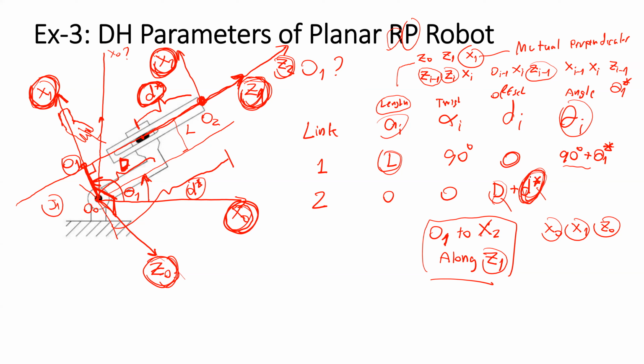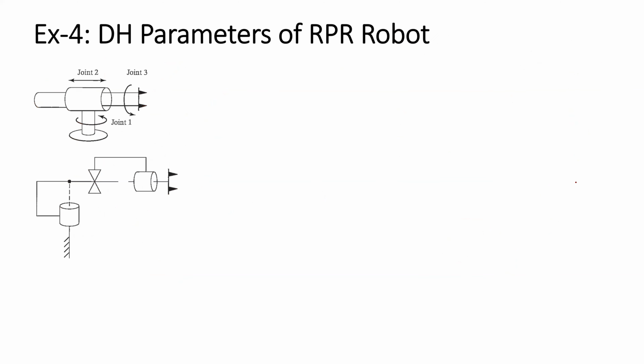And for the angle, it is the difference between the X directions. Of course, X1 and X2 have the same direction. So the joint angle will be 0. And this is the last example for today.